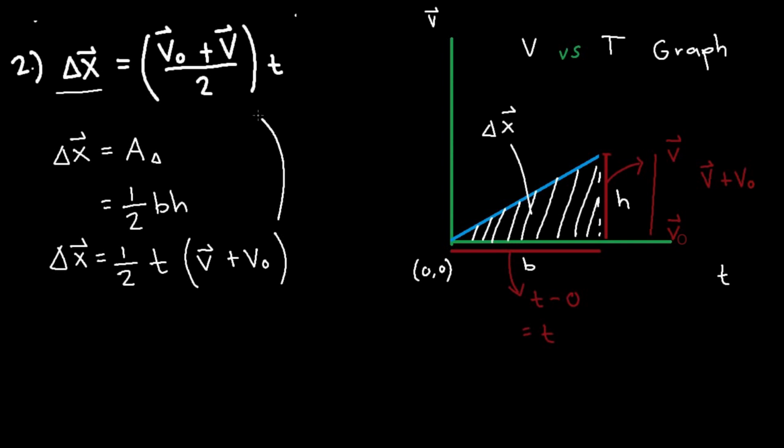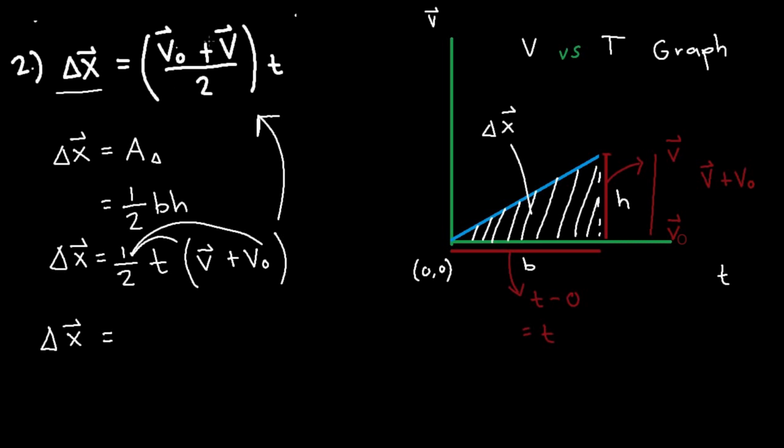So kung ato ni i-rearrange para mahimong inani nga forma, so change or displacement is equals to i-multiply nato ang 1/2 sa initial plus final velocity.